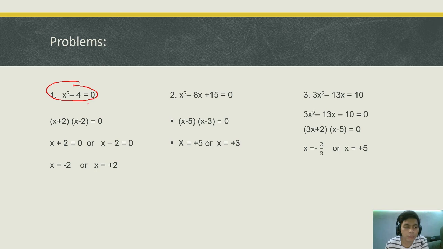So for this one, we can factor x squared minus 4 as x plus 2 and x minus 2. So therefore, that's x plus 2 equals 0. So you equate both factors to 0. So therefore, we can get the two values of x, which is x is equal to negative 2 and x is equal to positive 2.